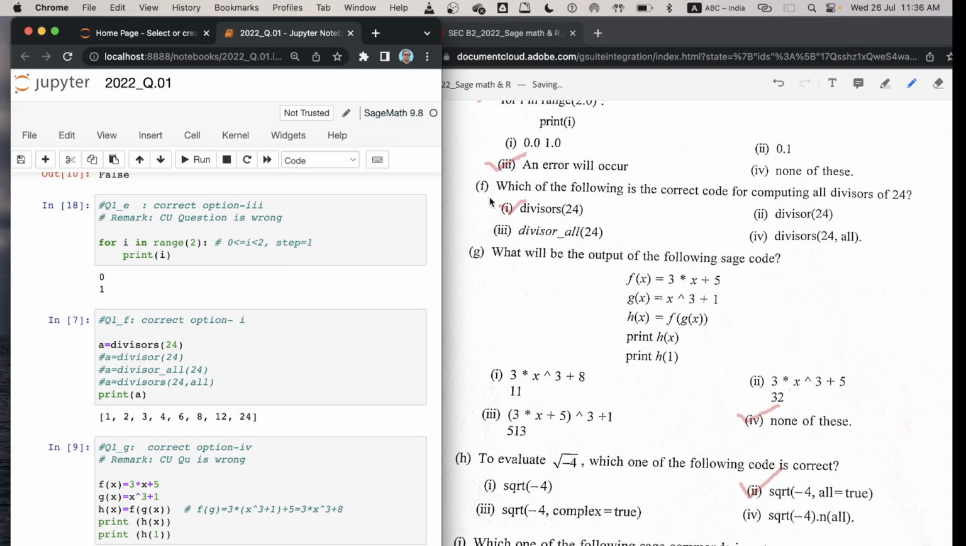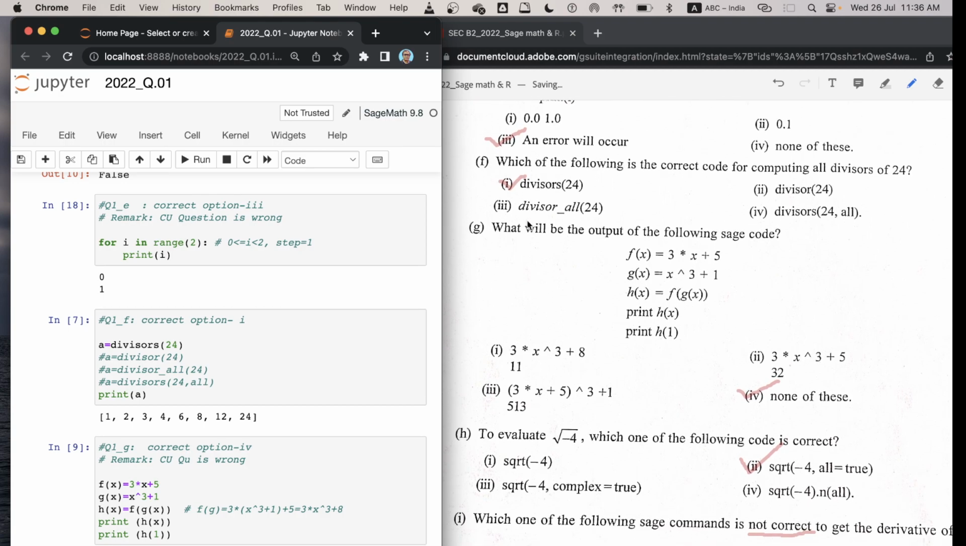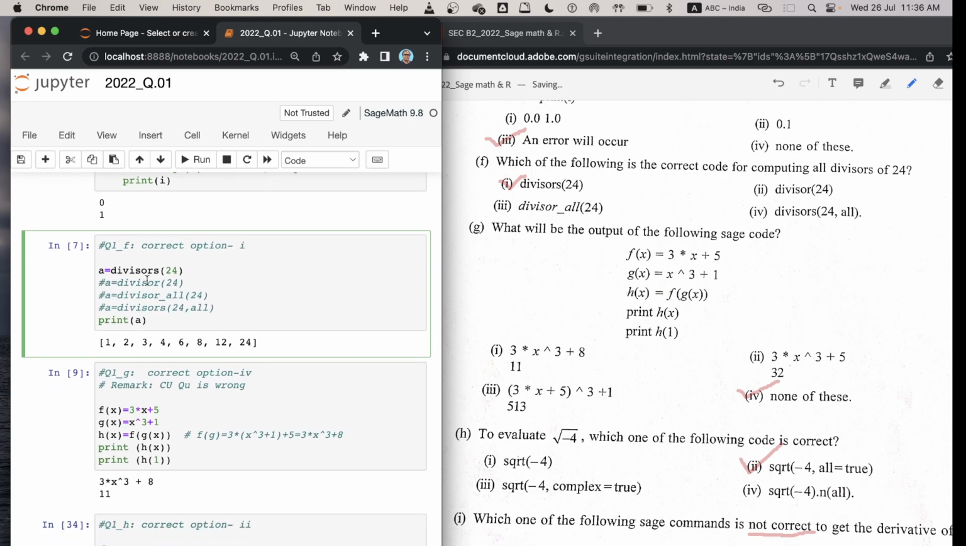Next question F. Which of the following is the correct code for computing all divisors of 24? Here the correct option is 1, because here it is divisors 24. Here A equals divisors 24 gives the output 1, 2, 3, 4, 6, 8, 12 and 24. But the other options are wrong.